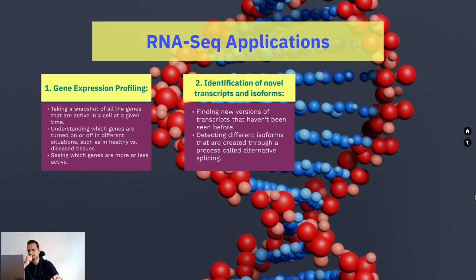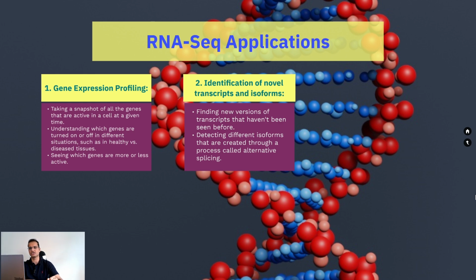But what is it? In a process that we call alternative splicing, one RNA can change into different versions, and these different versions we call isoforms. RNA-Seq can help us to detect these different isoforms or novel isoforms.